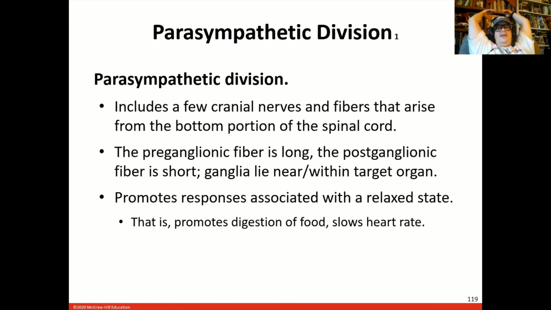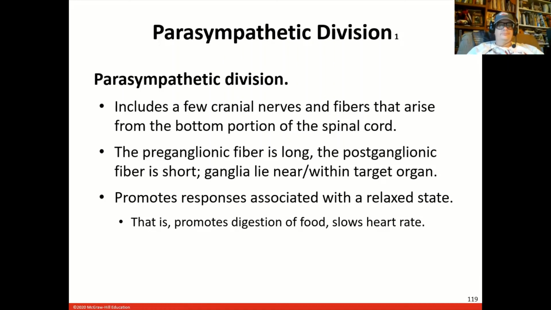Parasympathetic, this is the feed and breed. This is going to slow down your heart rate, help you to relax and chill, promote the use of food. There are a few cranial nerves, but there are a lot of fibers coming out of the bottom of the spinal cord. I'd have to look, but I anticipate this probably means the cauda equina. The end of the spinal cord looks sort of like a horse's tail, and they call it the cauda equina, which literally means tail, horse.